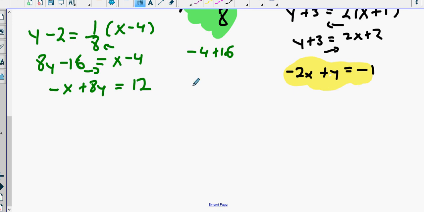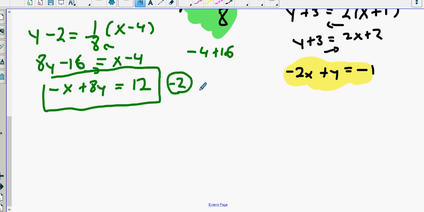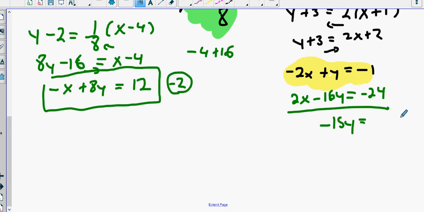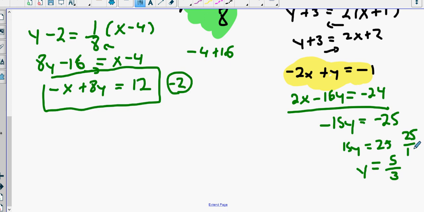I am going to multiply the green equation by minus 2, and I get 2x minus 16y equals minus 24. Minus 15y equals minus 25. 15y equals 25. Y equals 5 over 3, or 25 over 15. Do you go with 5 over 3? Awesome. Now we're going to get x value. Well, the x value is 8y take away 12 equals the x value.